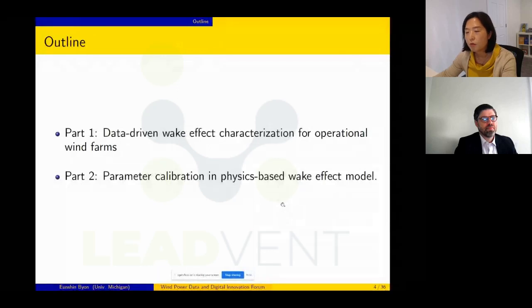So today I'm going to present two topics which are related to the wake effect characterization. In the first part, I'm going to present data-driven wake effect characterization for operational wind farms. And in part two, I'm going to present parameter calibration in physics-based wake effect models.